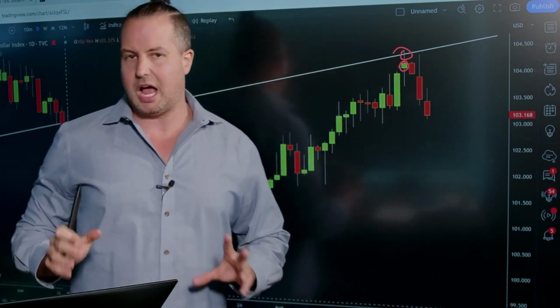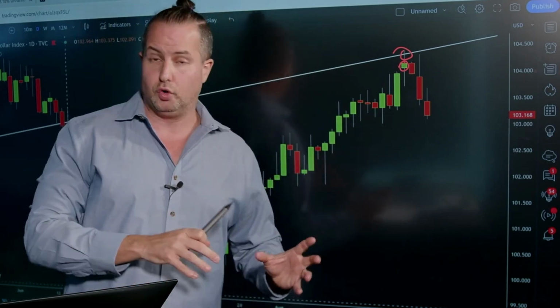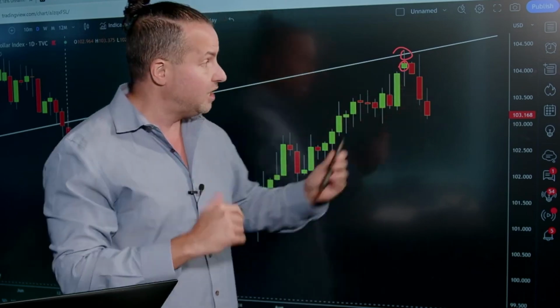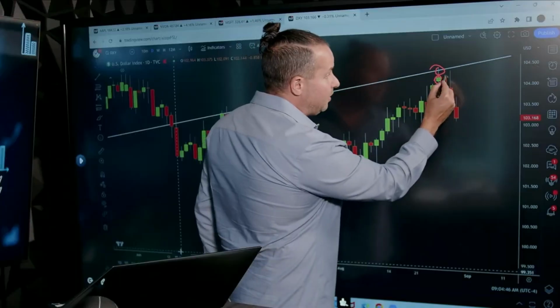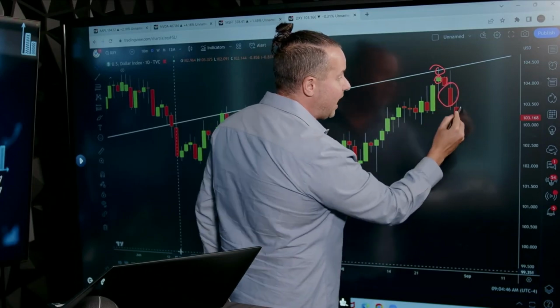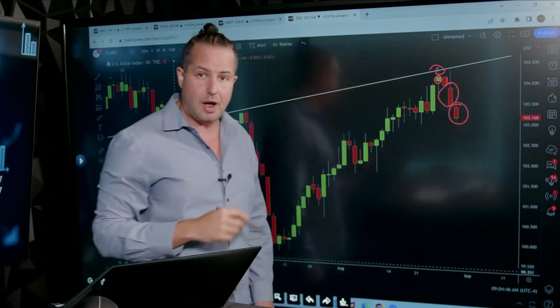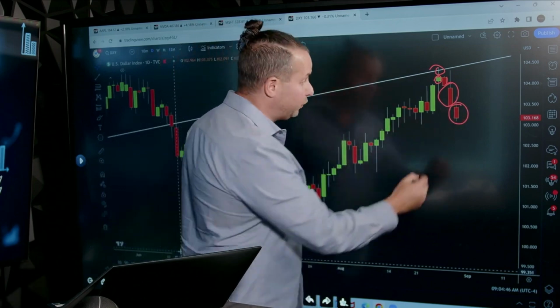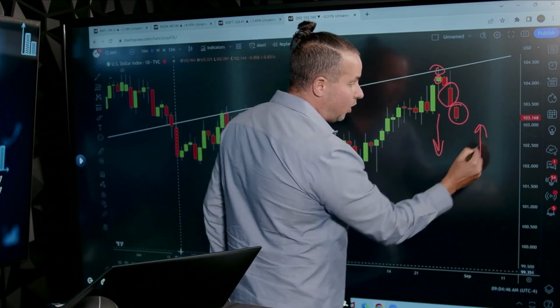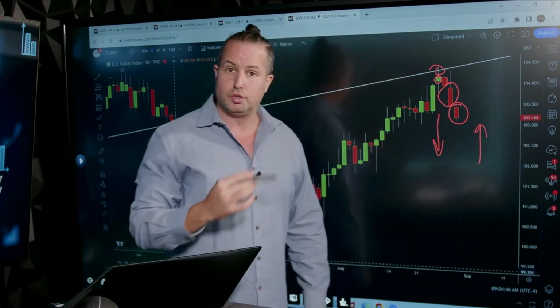It's not as powerful as a topping tail or a bottoming tail or a reversal engulfing candle, but it still can show you that there's a potential reversal taking place. And then we saw Monday a small pullback in the dollar, yesterday a massive pullback, and today we're seeing another drop in the dollar. When the dollar goes down, markets generally want to go up. All right, it's that inverse relationship.